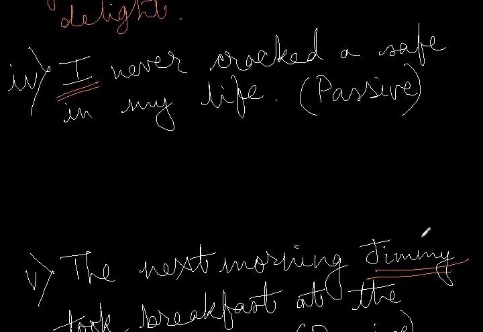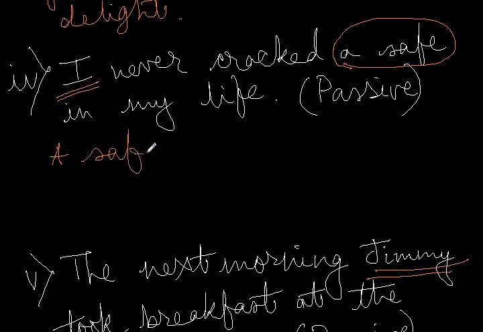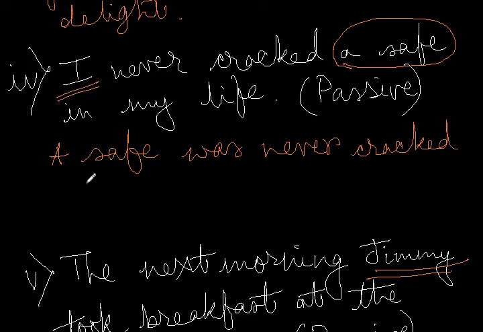Now let us move on to sentence number 4. I never cracked a safe in my life. I is the subject and I itself does something. So of course this sentence is in active voice. And so we are going to interchange the positions of these two, I and a safe. So a safe comes at the beginning of the sentence. A safe, because a safe is singular, was never, and the main verb goes into its past participle form. A safe was never cracked by me in my life.